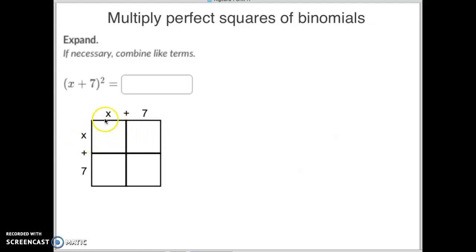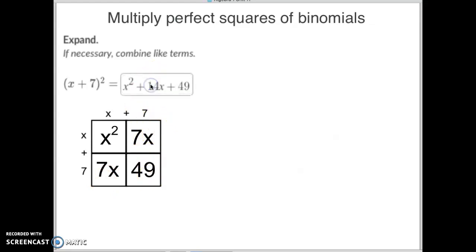rectangle, x times x is x squared, x times 7 is 7x, x times 7 is 7x, and 7 times 7 is 49. So I've got an x squared here. These two will add up to 14x, and then I've got a 49. So here's what it looks like.